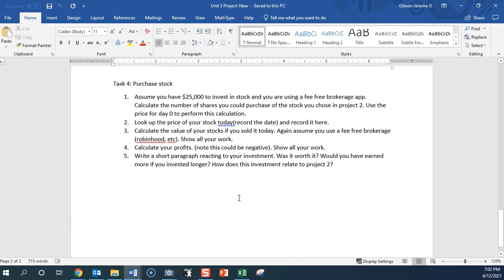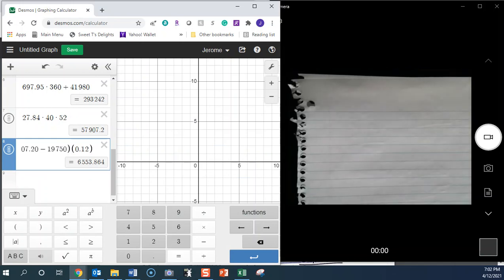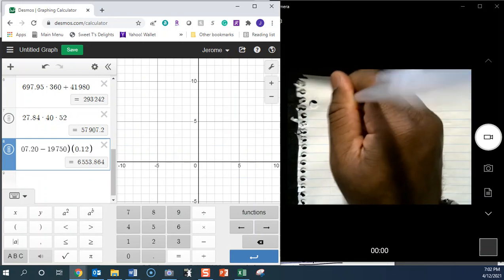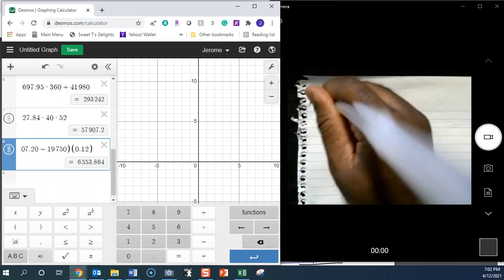Purchase of stock. Now, it says assume you had $25,000 to invest in stock and you are using a fee-free brokerage app. Calculate the number of shares you could purchase of the stock you chose in Project 2. Use the price for day 0 to perform this calculation. Now, the person whose information I'm using picked a stock or something of value. They actually didn't pick a stock, but I'm allowing this. They put in that this investment costs $1,742.80.